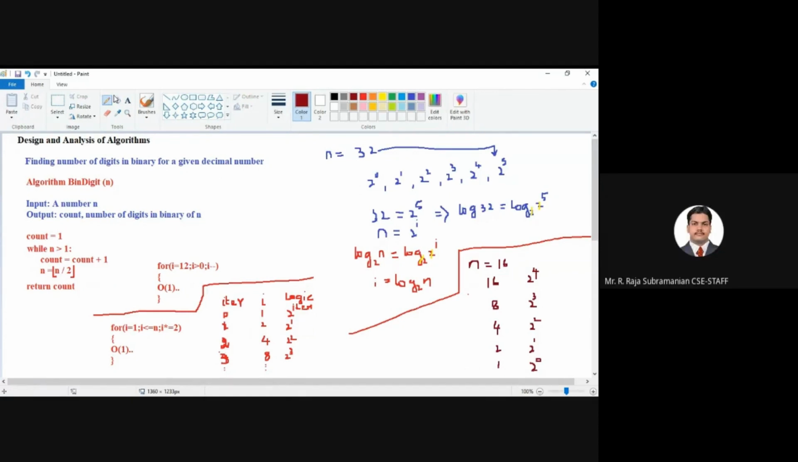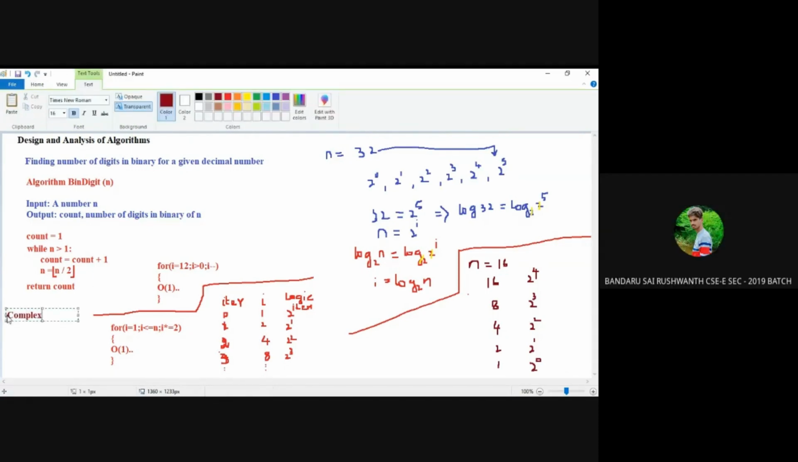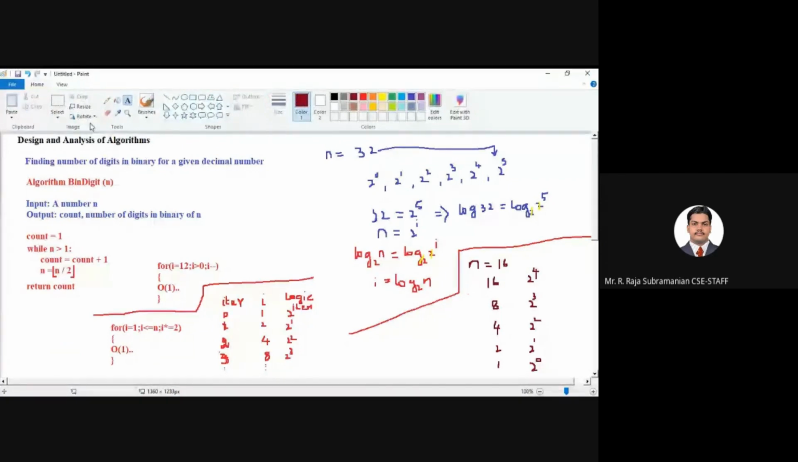Yes, sir. So what is the complexity of finding the number of digits in binary? Log 2n, or log n? The complexity of finding the number of digits in binary is not log n, it is log base 2 n. So always say it like that. Why? Because there is a difference between saying log n and log base 2 n. The default log base is 10. Hope you know that. So always say it as log base 2 n.